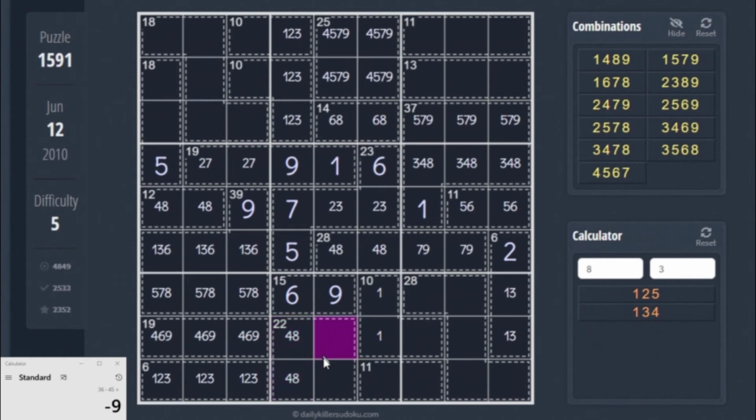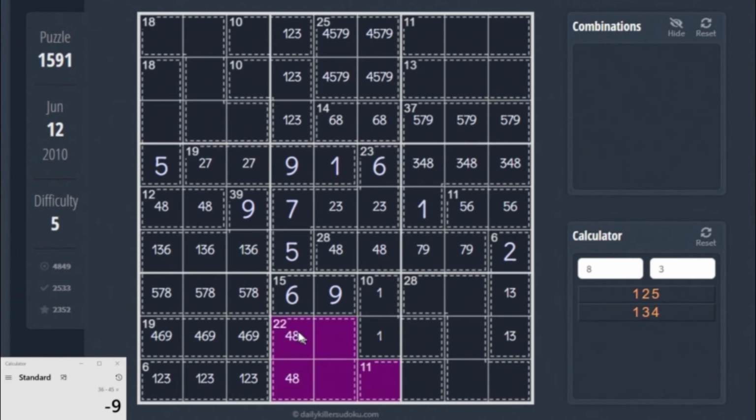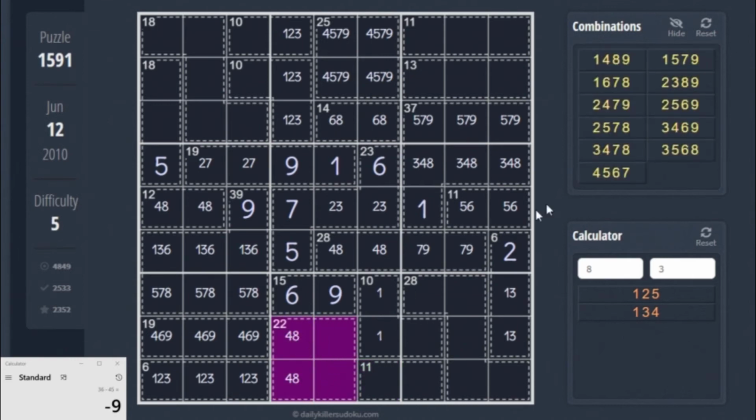Okay. So for 8, if we have a look at this cage 22, we got several candidates, but the candidate has to include 4 and 8. This one has 4 and 8. This one doesn't have. This one doesn't have. Doesn't have. This one has. And then after some elimination, we got 2 candidates left for this cage.